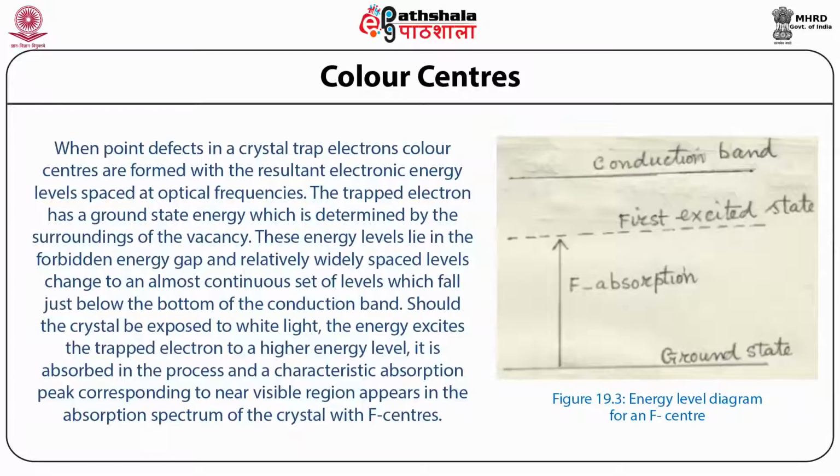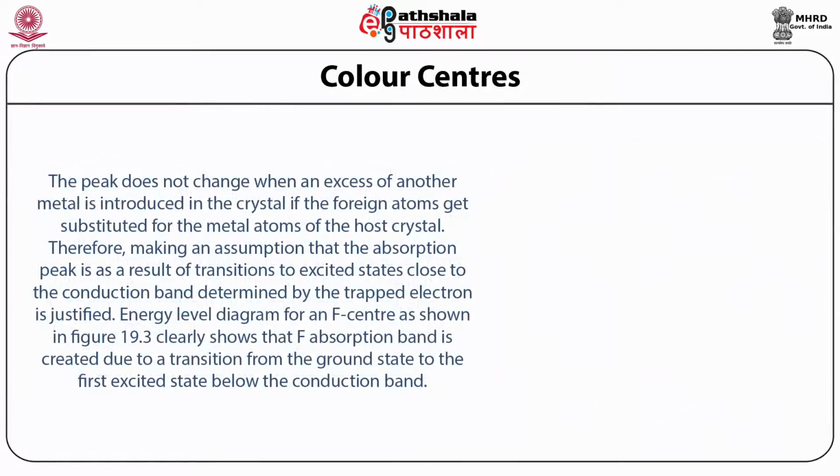Should the crystal be exposed to white light, the energy excites the trapped electron to a higher energy level. It is absorbed in the process, and a characteristic absorption peak corresponding to the near visible region appears in the absorption spectrum of the crystal with F centers. The peak does not change when an excess of another metal is introduced in the crystal if the foreign atoms get substituted for the metal atoms of the host crystal.